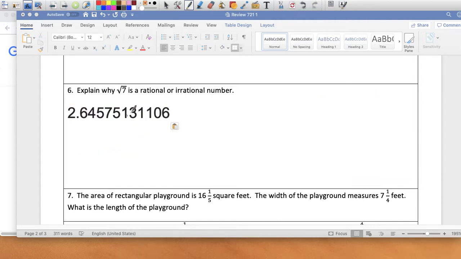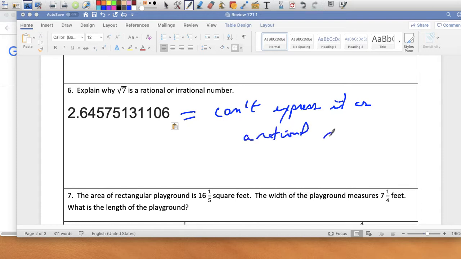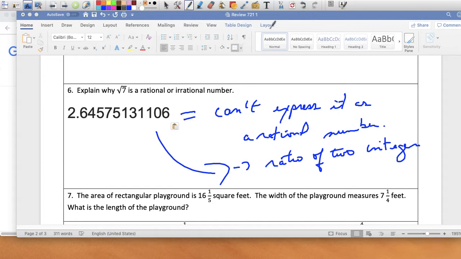I'm unable to express this as a rational number. Remember what that is? It's a ratio of two integers. I can't really put this as a ratio of two integers, so that's why it's irrational.